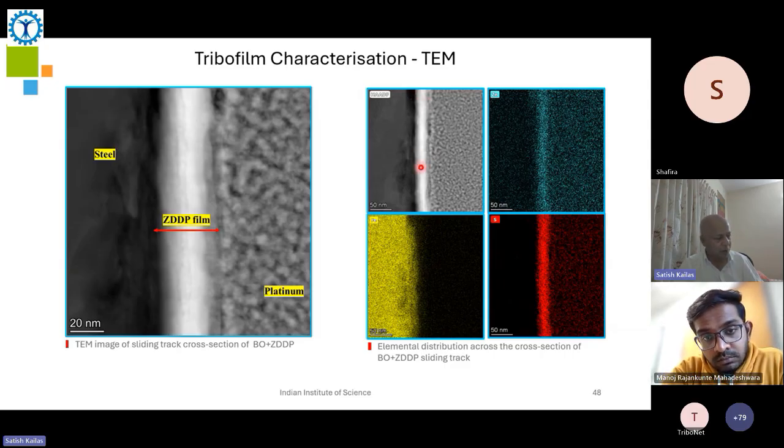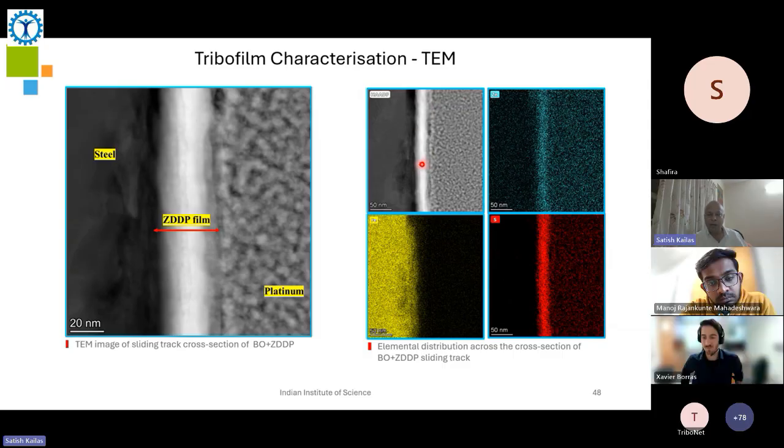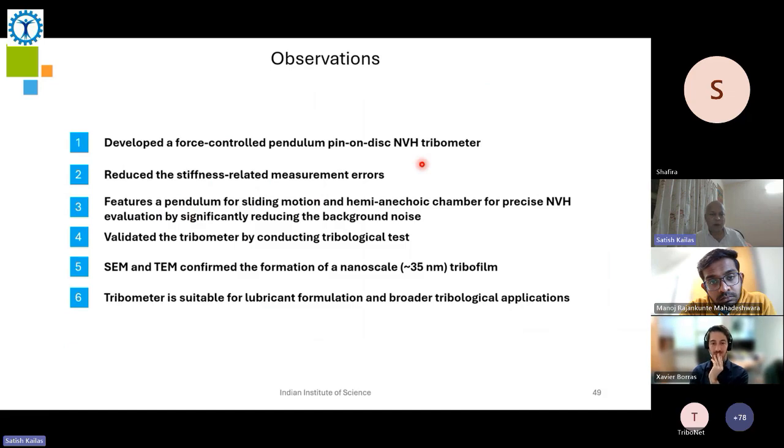ZDDP, you should remember, though it has been studied for many years, there is a lot of debate on how exactly ZDDP really plays a good role. Wonderful work has been done by Hugh Spikes from Imperial College. So observations were that we are able to clearly differentiate or get data for just the base oil and ZDDP. We were able to see the differences very clearly over here.